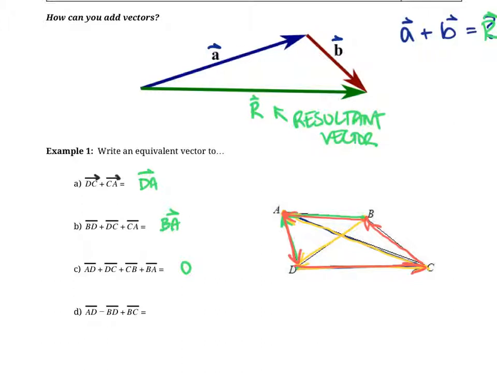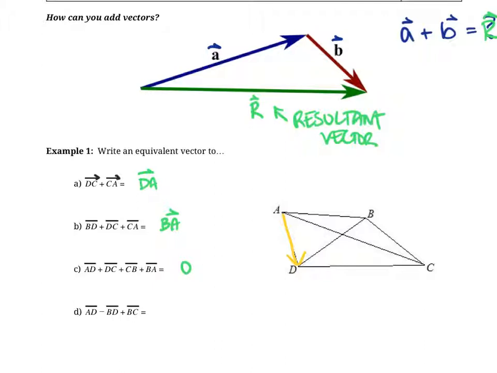So you know what, I'm going to clear up some space on here. I'm going to erase this for the last one. AD, we're good with that. AD goes like that. Let's do it in yellow again. AD minus BD. Ooh, what does that minus BD mean?